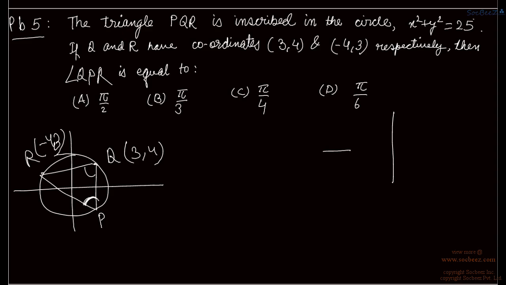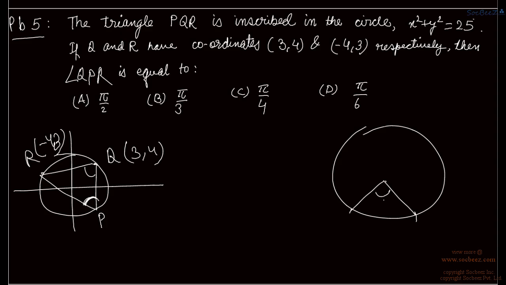So there is one theorem. What is that theorem? The theorem says that suppose this is a circle and this is a center, and say these are 2 points. If this arc subtends angle theta at the center, then it will subtend angle theta by 2 anywhere on the circumference. So all these angles are theta by 2. This is a theorem, and we will be using this theorem.